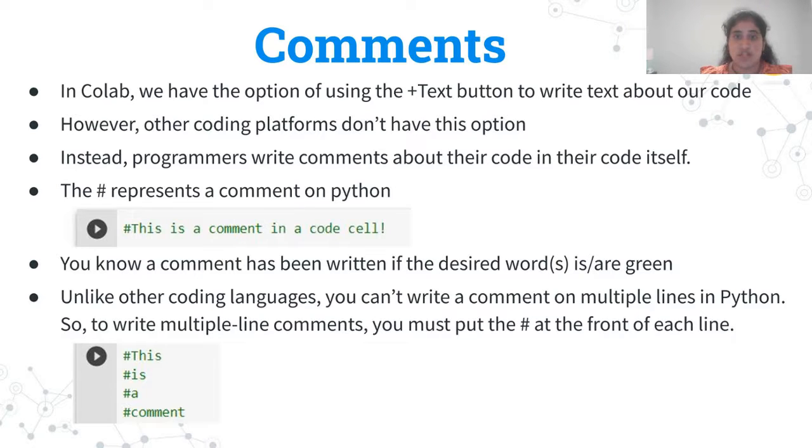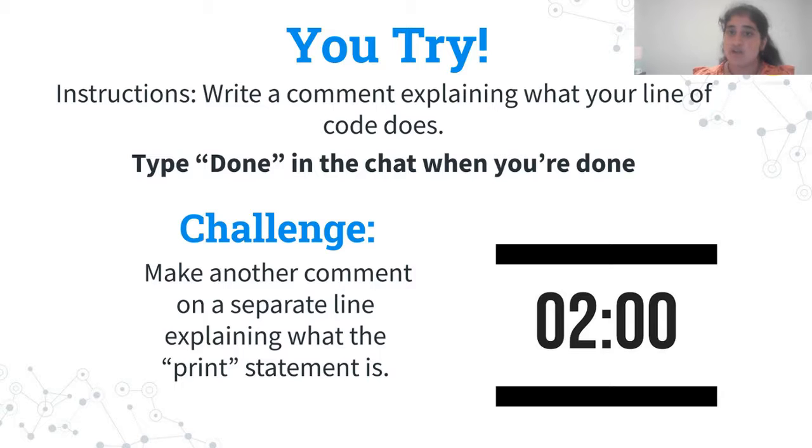Unlike other coding languages, you can't write a comment on multiple lines in Python. So to write multiple line comments, you must put a hashtag at the front of each line. Now it's your turn to try. Write a comment explaining what your line of code does. If you have time and would like a challenge, you can also make another comment on a separate line explaining what the print statement is. You can pause the video if you need time to work on this activity.